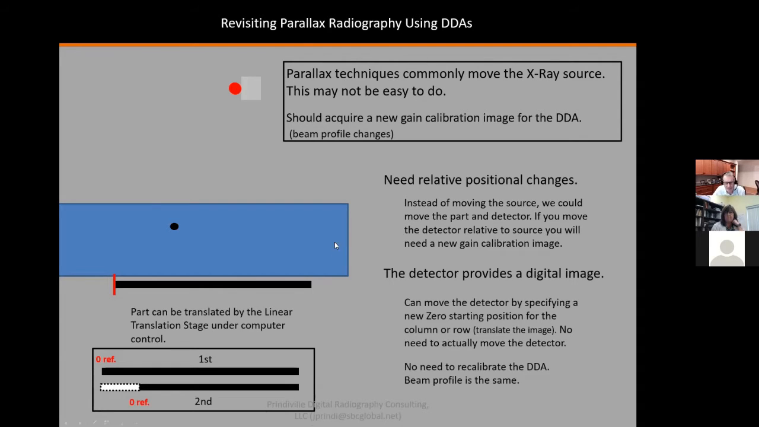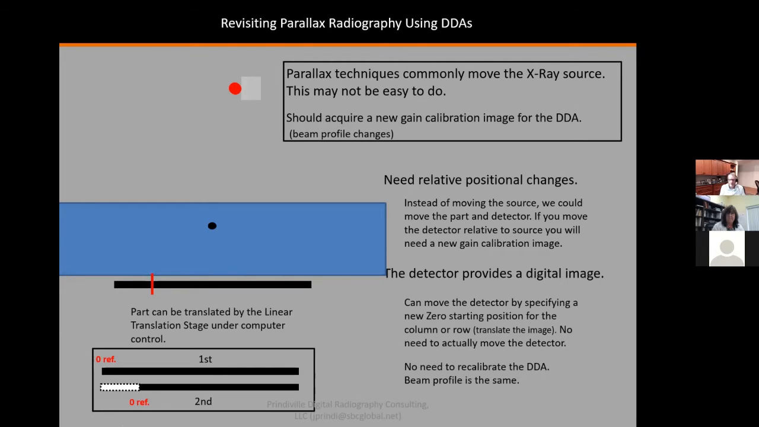So if we demonstrate that, we have the part, we shift the part, and the red line was our start field here. And where the red line was over here as a zero reference for this image, the zero reference for this image is going to be here. In essence, we've made our detector shorter, but we don't have to do another calibration file. So there's no need for recalibration. So it makes it very quick if you have a little motion stage to move your part.